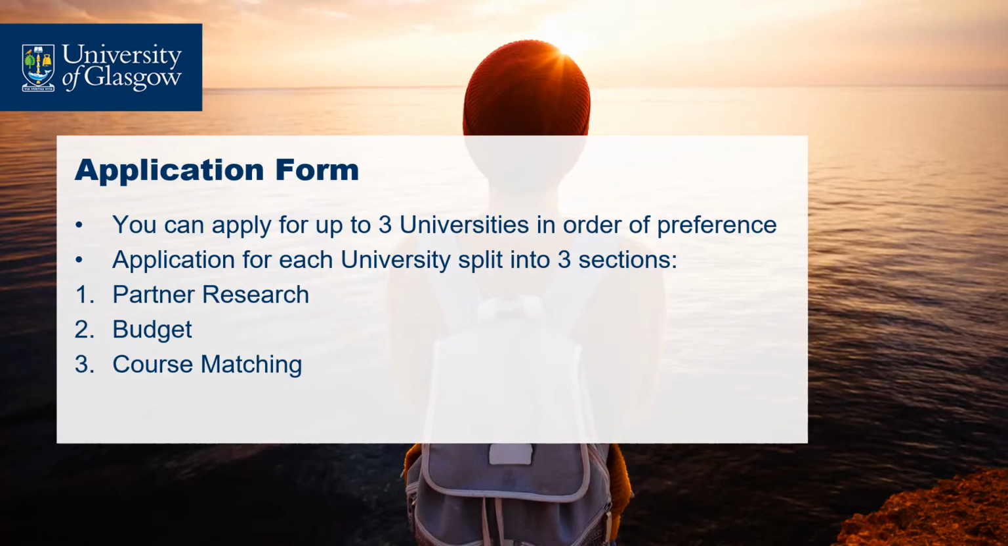In the application form itself, you can select up to 3 preferred partners in order to maximise your chances of getting a place on exchange. It's important to note you should only select one competitive or pending partner, and a list of these partners can be found in our supplementary partner list on the Moodle page. For each of the 3 partners you apply to, you will need to provide your partner research, a budget, and provisional class choices approved in principle by your subject coordinator.